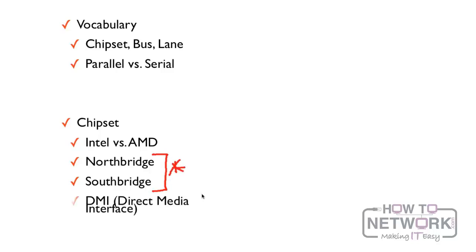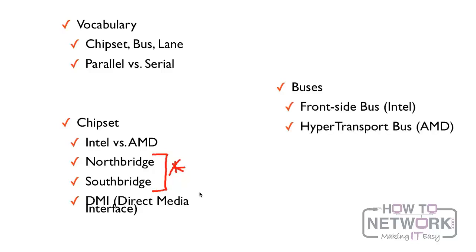We're also going to talk about the DMI, Direct Media Interface, which is what connects the North Bridge and the South Bridge together. Then we'll talk about buses, the front side bus or the hyper transport bus, which are just the same exact thing, the memory bus, and finally the expansion bus, which is where we'll leave off, and we'll discuss these two buses in more depth in later videos as well.